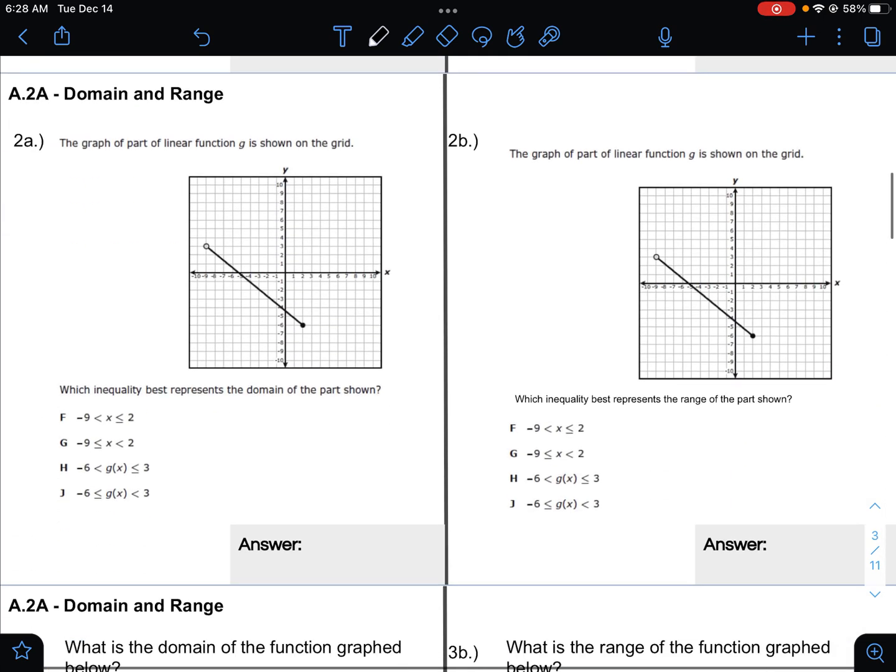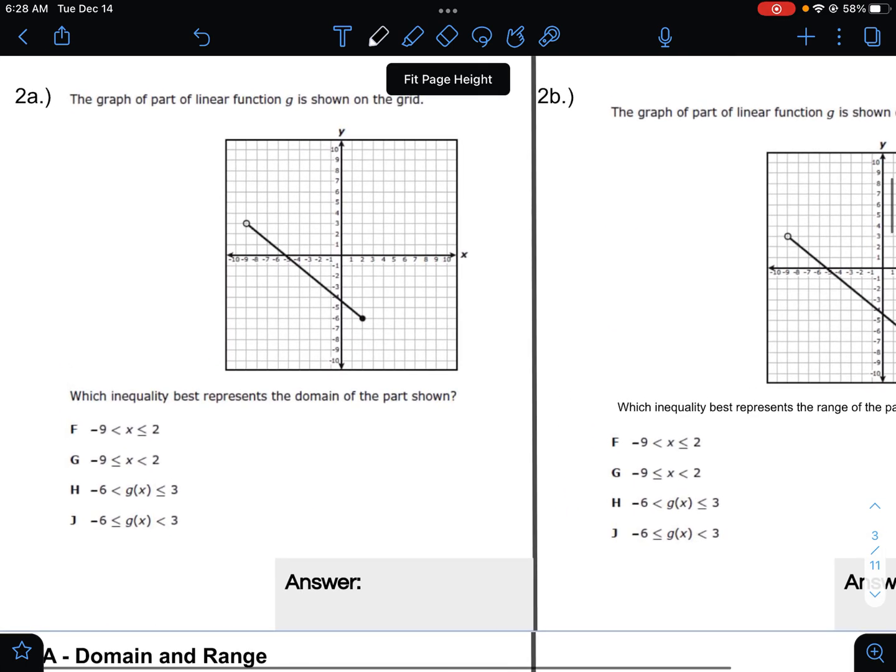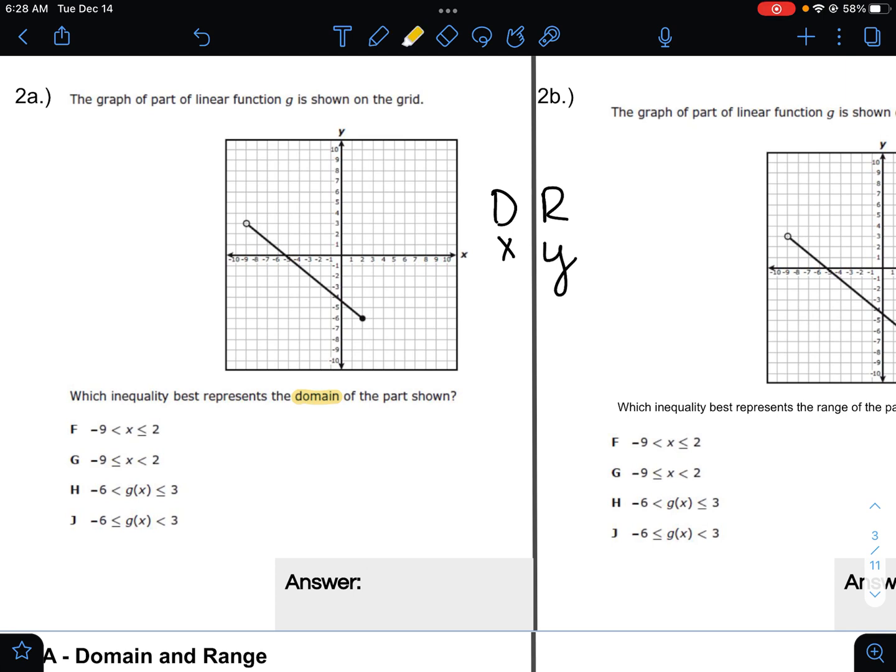Okay, moving on to 2A and 2B. So on 2A, we want to find just the domain. So again, we always think about Dr. XY. It tells us that our domain is our x values. So I just want to focus on the x-axis, which is right here. And I want to look at the x values. So I'm going to draw my little boundary lines right here. And those are the 2 x values that I want to use, -9 to 2.